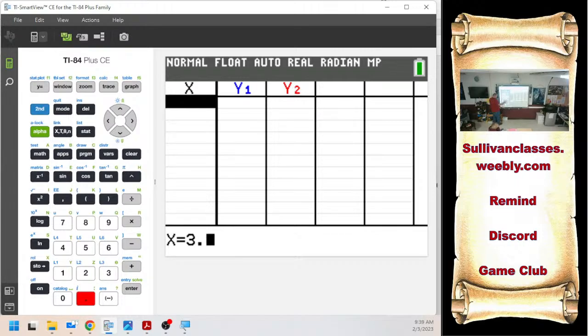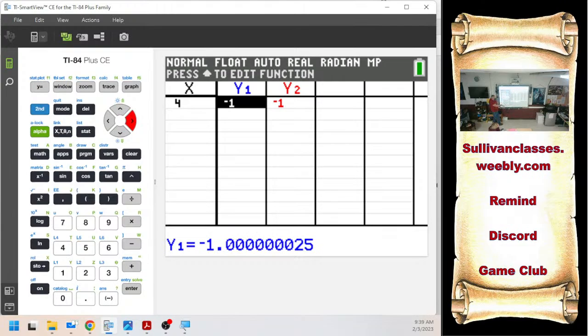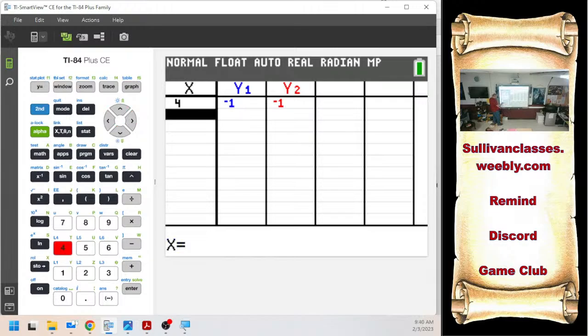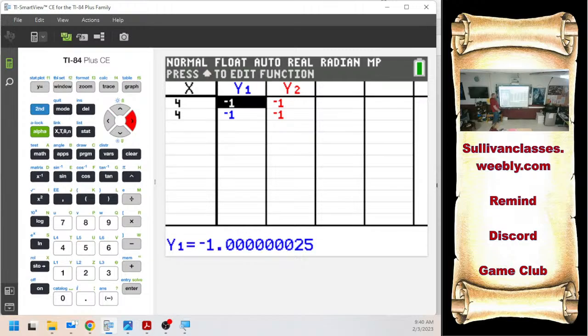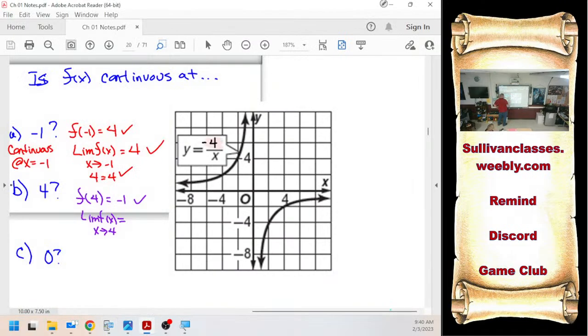Put in 3.99999. Remember, the box is only so big. Arrow over and you can see it. What if I go to 4.01? Okay, so remember the column is only so big, but if I look at them, aren't they both just a hair on either side of -1? All right, I guess my limit's -1 because it's getting really close to that.